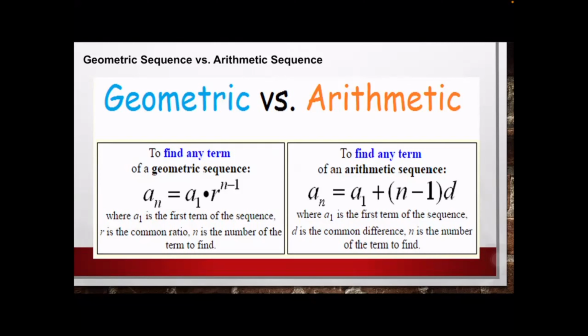So any question in the difference between the geometric and the arithmetic, or arithmetic versus geometric? So ayan po yung difference ng dalawa.